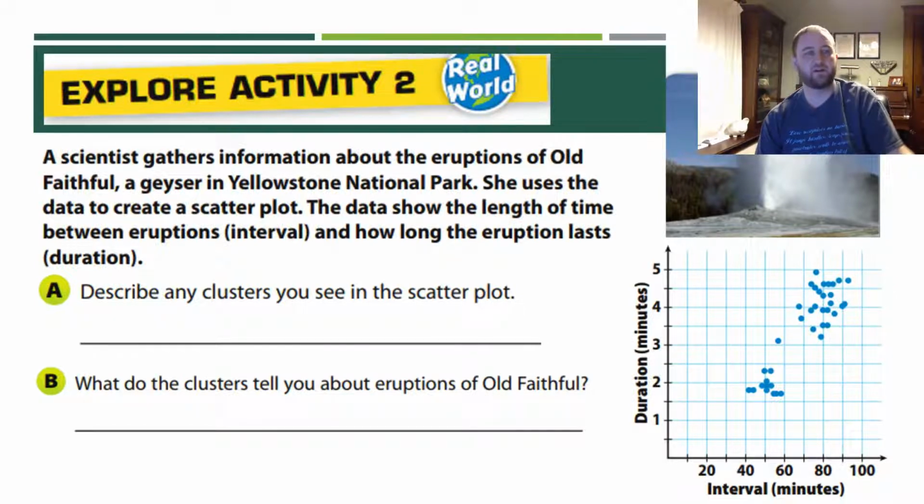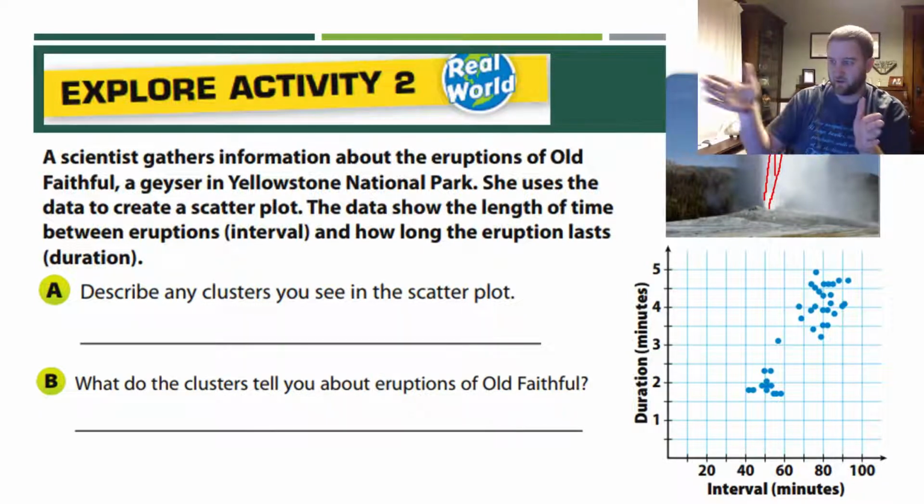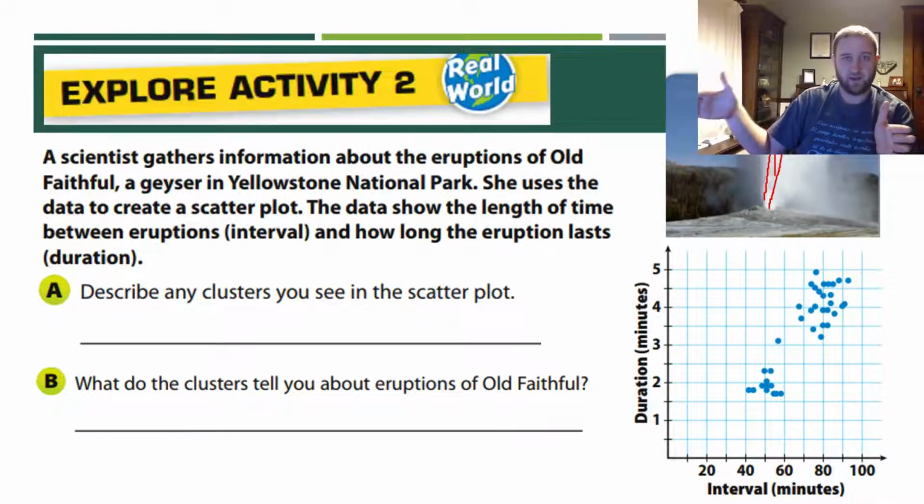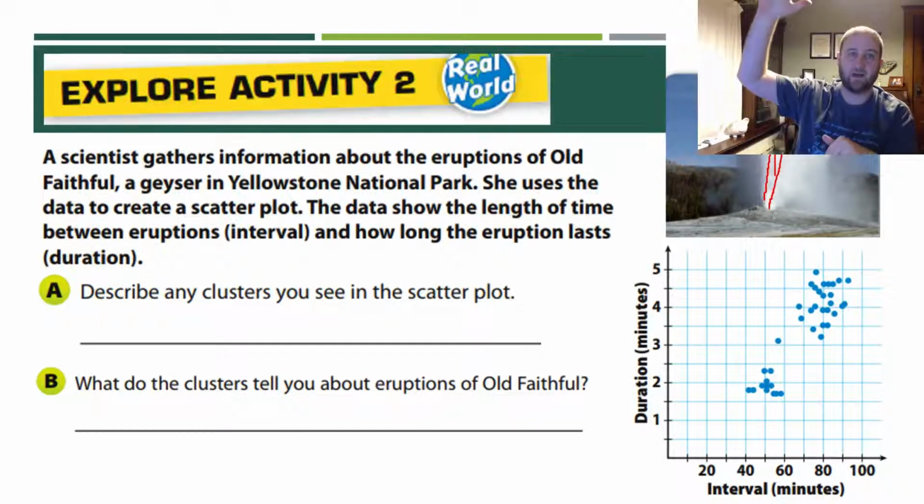So explore activity 2. A scientist gathers information about the eruptions of Old Faithful, a geyser in Yellowstone National Park. Some of you may have been to Old Faithful. Basically, after every so long, nothing happens, and then after a little while, water will spray out of this geyser, like it's shown right here in the picture. This person uses the data to create a scatter plot. The data show the length of time between the eruptions, which is the interval, and how long the eruption lasts, which is the duration. So she's keeping track of how long it was in between each eruption, and for each eruption, she's marking how high the eruption is.